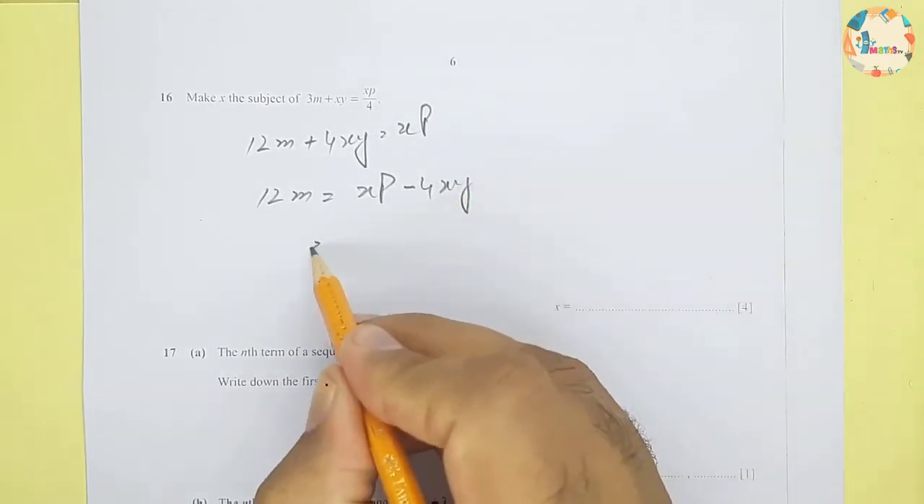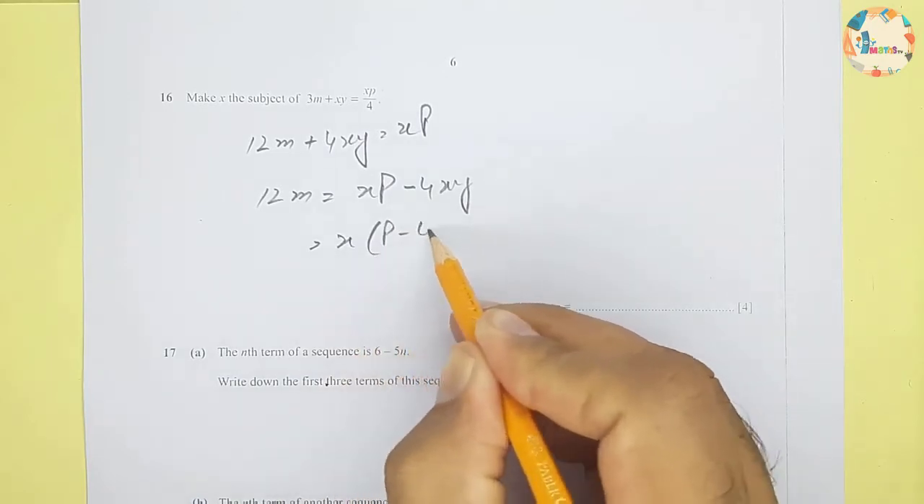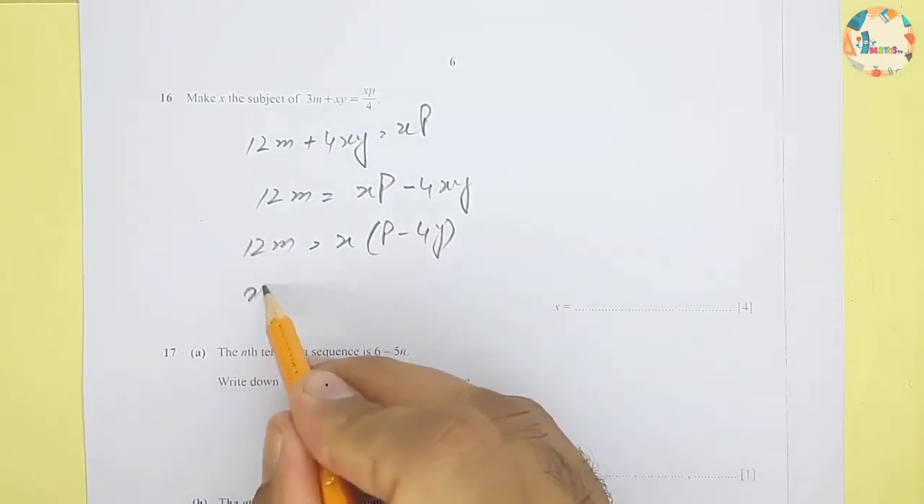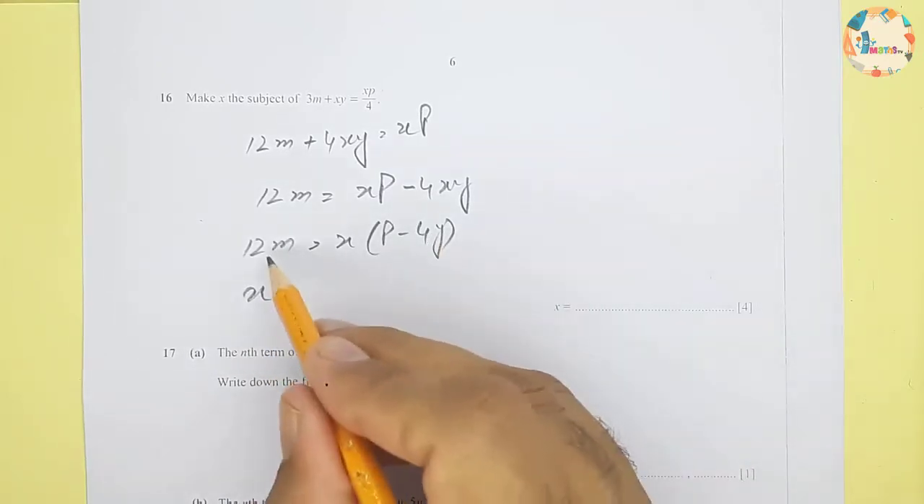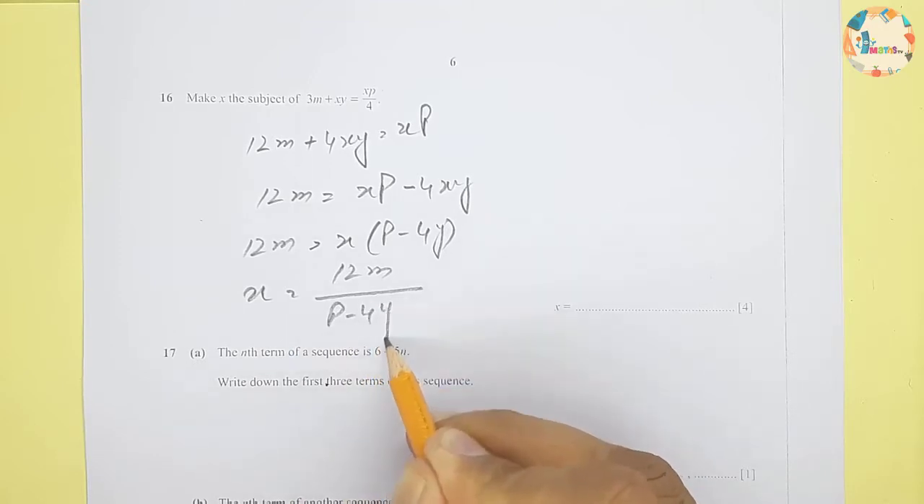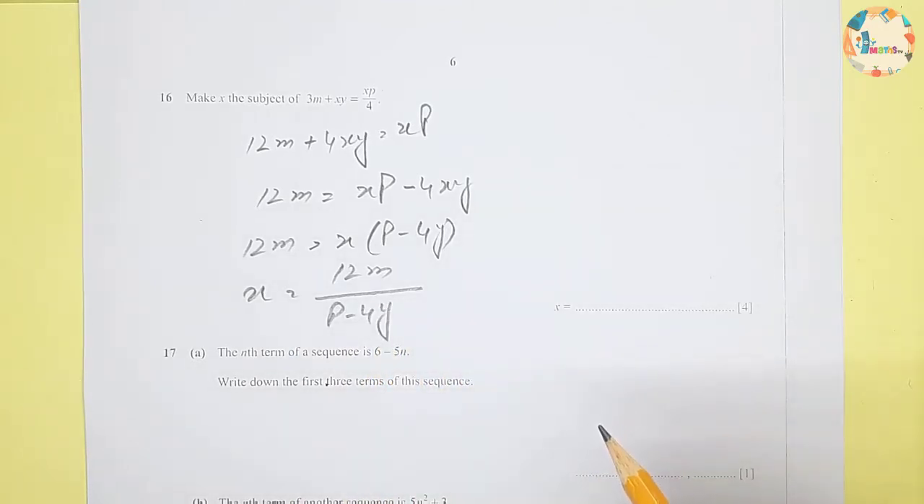Now we can take x common, so it will be (p minus 4y)x is equal to 12m. So x will be equal to, we'll shift this to the side, 12m over p minus 4y. This will be our answer.